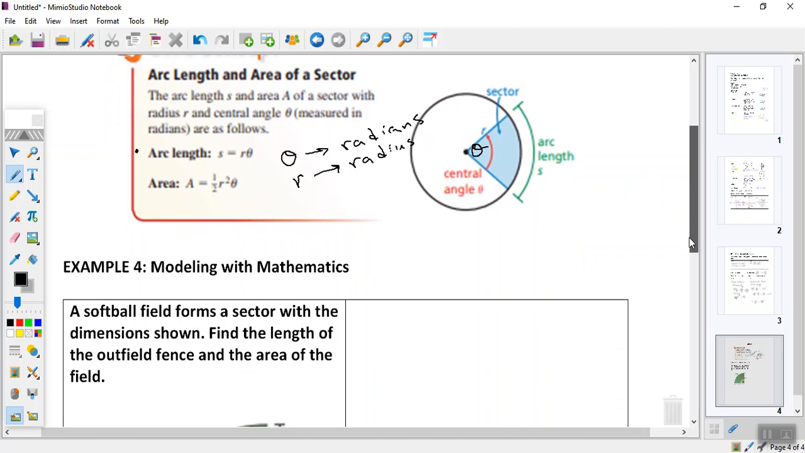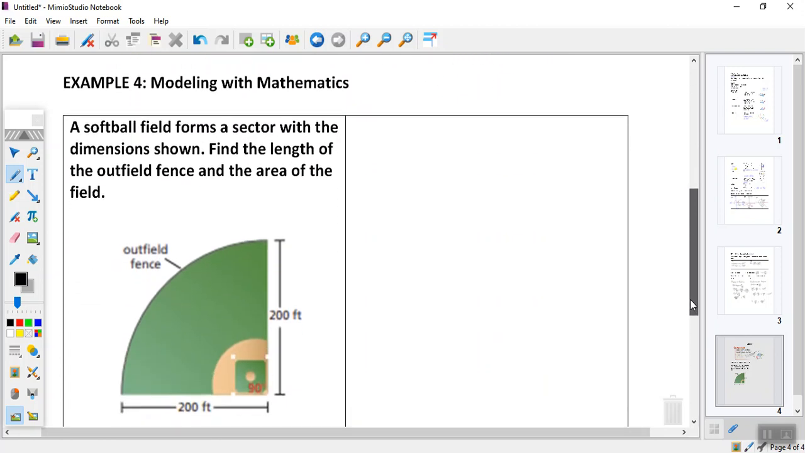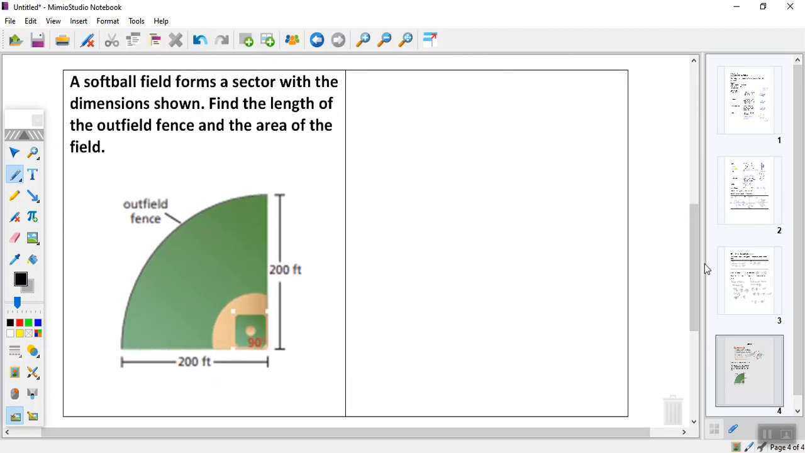Okay. Here we go. This is a cool question down here. It says a softball field down below forms a sector with the dimensions shown. It says find the length of the outfield fence. So do you guys agree that the outfield fence out here is like an arc length? Yeah. Okay. We also need to find the what? Area, okay?